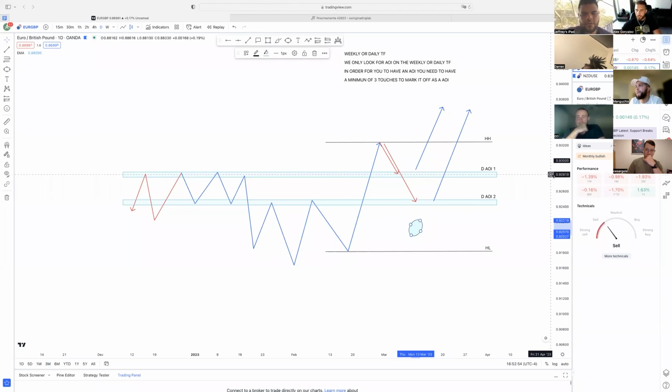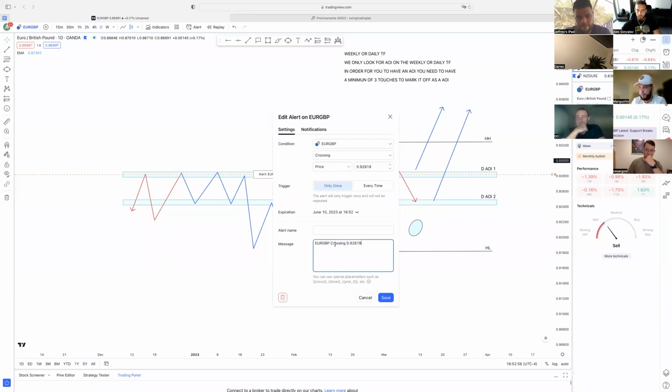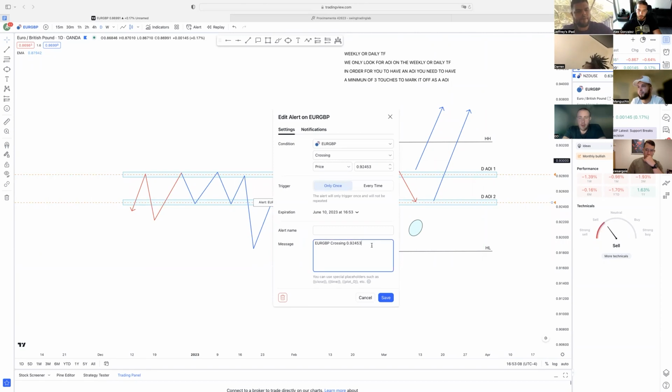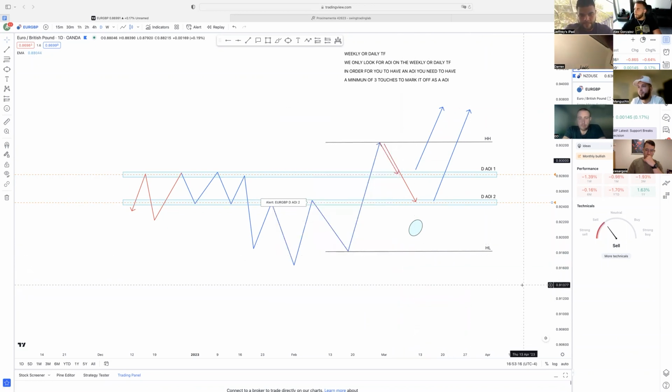So what I do is I get here in my zone, I put an alarm here, I go to my notes, and I put here daily area of interest 1. So once price gets there, I already know where area of interest 1 is. That's when I actually start looking at it. And then I come here, I put daily area of interest 2, and I'll just wait for it. If that makes sense, type 1. If it doesn't, type 2.